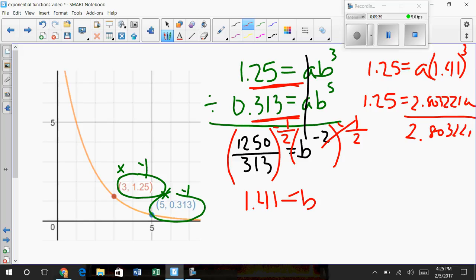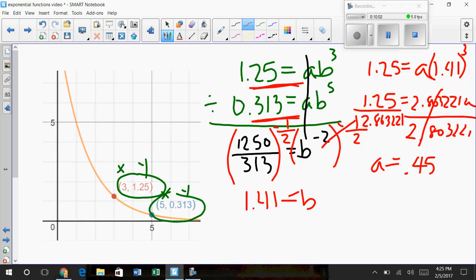I'm doing this division on both sides. I know this is a little bit annoying to write out. Okay, so in my calculator, I'm doing 1.25 divided by that long decimal. And I'll just stick to rounding to the 100th place since I did that for b, so I get that a is 0.45.